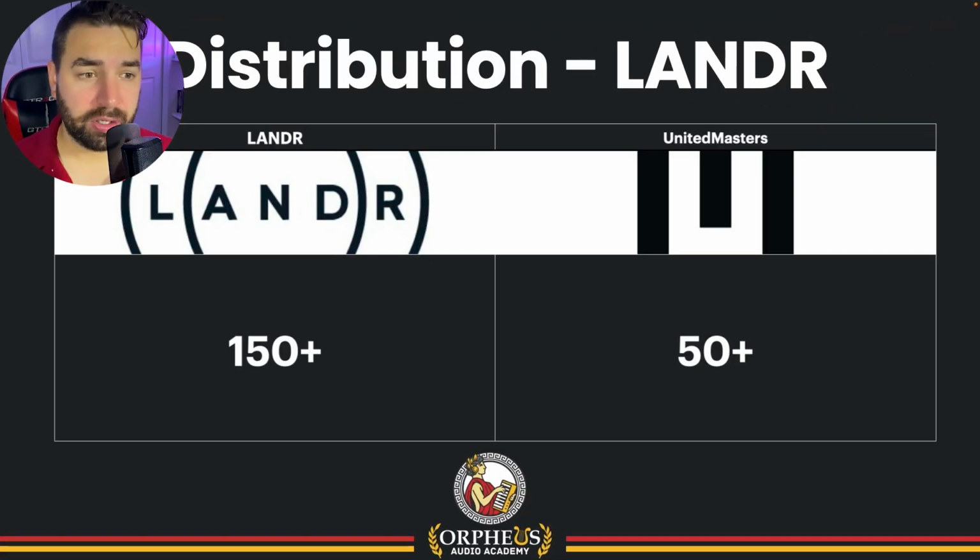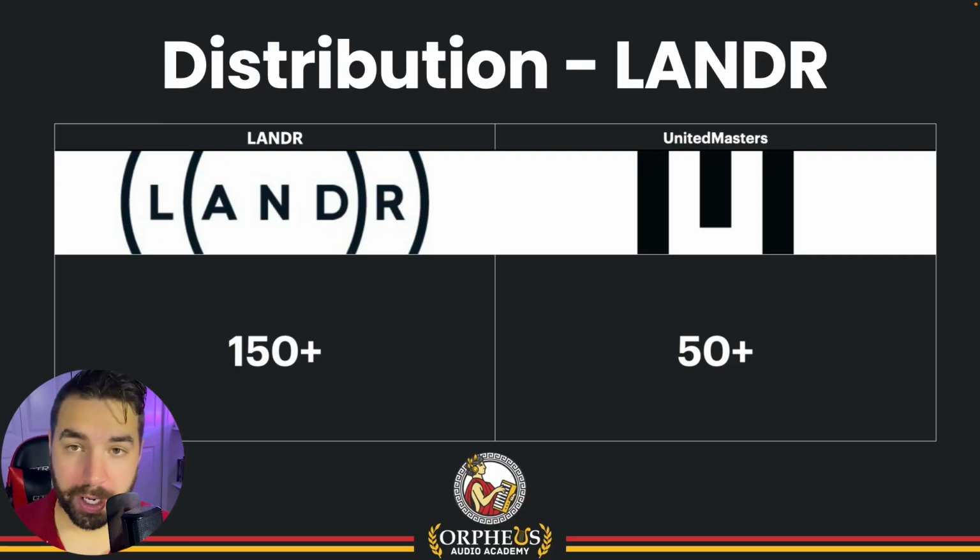Distribution. LANDR distributes to 150 plus stores. That's insane. I can only think of a handful out there, the major ones: Apple Music, Spotify, Amazon, YouTube, Deezer, Tidal. So LANDR has you covered. UnitedMasters only distributes to 50 plus, right? Only, that's a huge number. So really, we're splitting hairs here. I think if you are using UnitedMasters, you're on all the major platforms. I wouldn't really feel like I'm missing out, but that is a big difference, right? 150 versus 50. So I am going to say LANDR is a slight winner here, but maybe they're both adequate, so I wouldn't have this be a deal breaker for me. Both great platforms in terms of distribution.